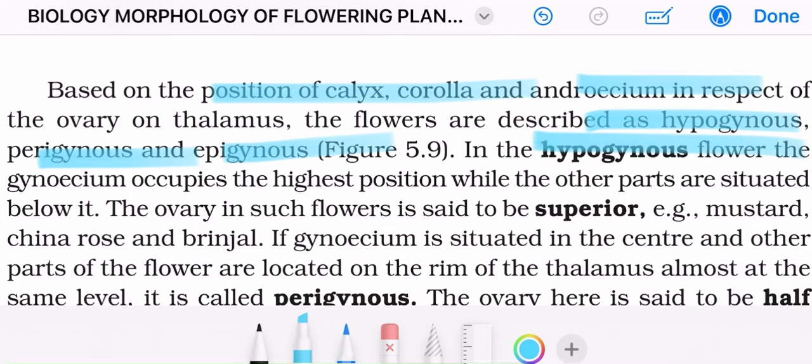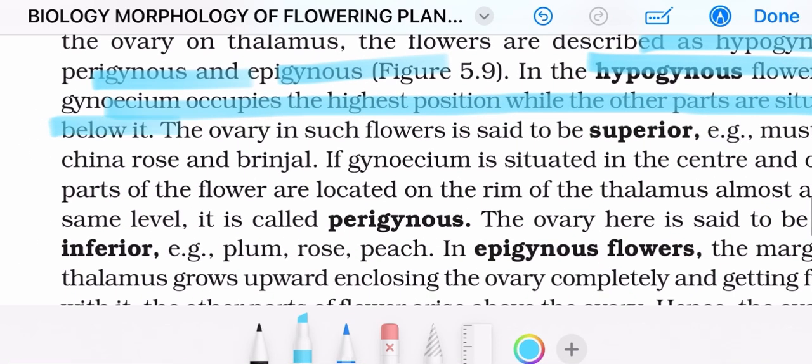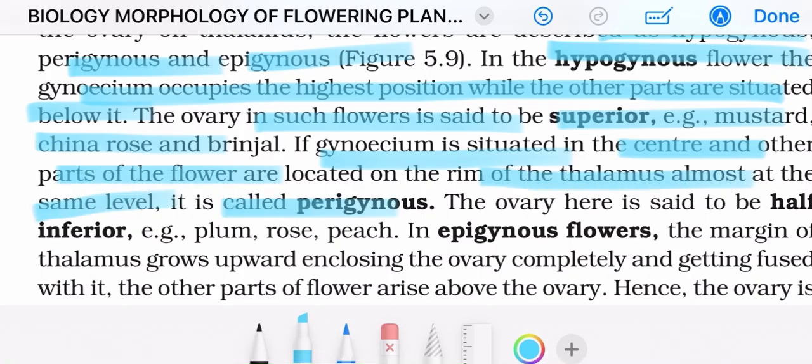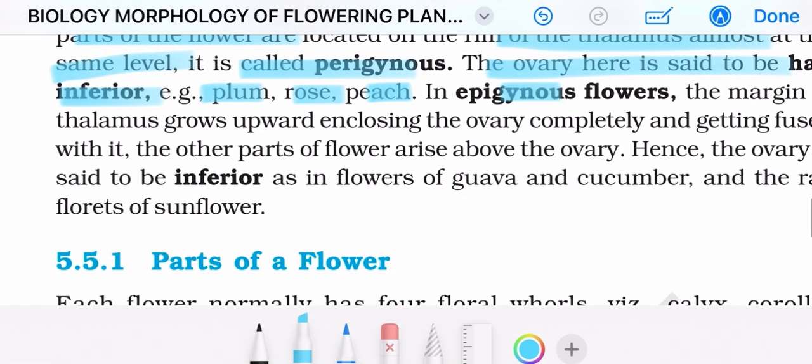In hypogynous flowers, the gynoecium occupies the highest position while the other parts are situated below it. The ovary in such flowers is said to be superior. Example, mustard, China rose, and brinjal. And if the gynoecium is situated in the center and other parts of the flower are located on the rim of the thalamus almost at the same level, it is called perigynous. The ovary here is half inferior. Example, plum, rose, peach. In epigynous flowers, the margin of the thalamus grows upward, enclosing the ovary completely and getting fused with it.